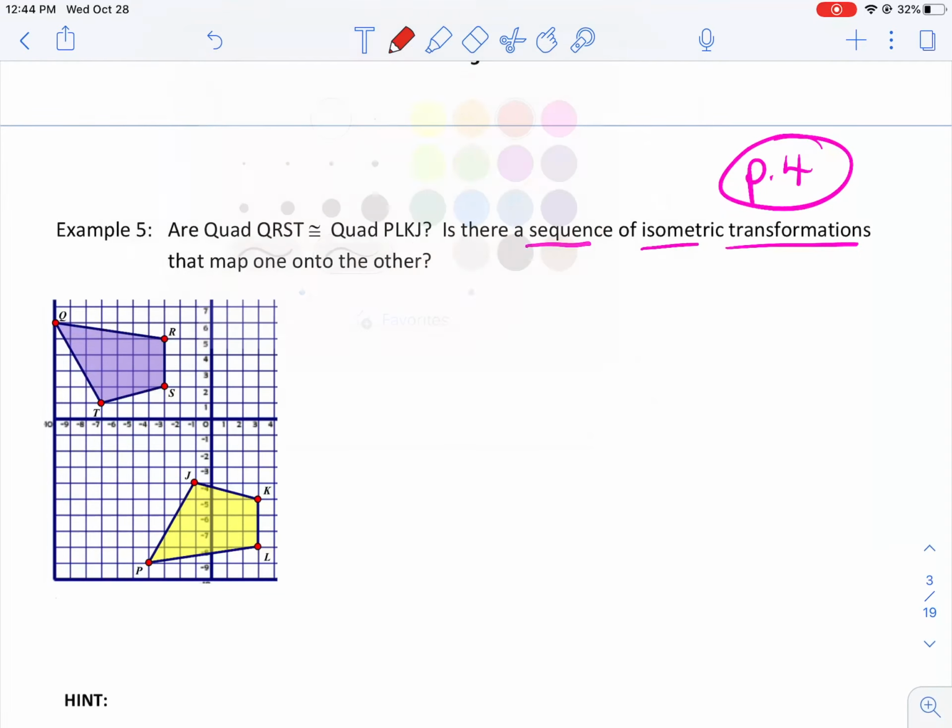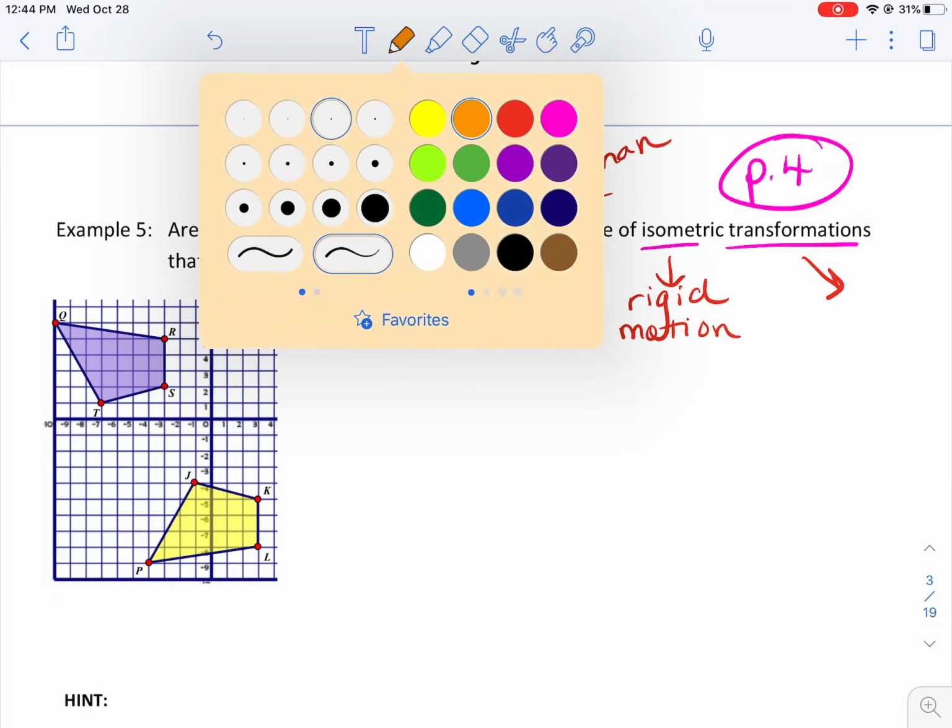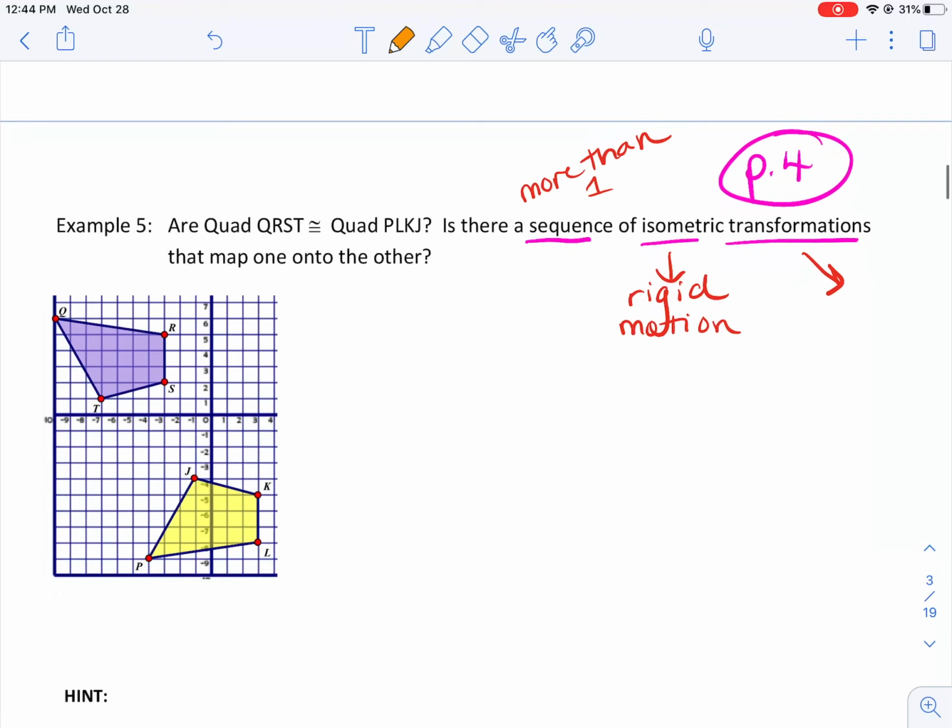A sequence means more than one. Usually it's two. Give you guys a hint. Isometric, and this is old news to you, is a rigid motion, right? And a transformation, well, we've really learned 4 transformations. We have our friends, the reflection, like that could be a reflection about the x-axis, a rotation, which usually happens about the origin at some degree, or our third, a translation, which usually is an x and a y point.